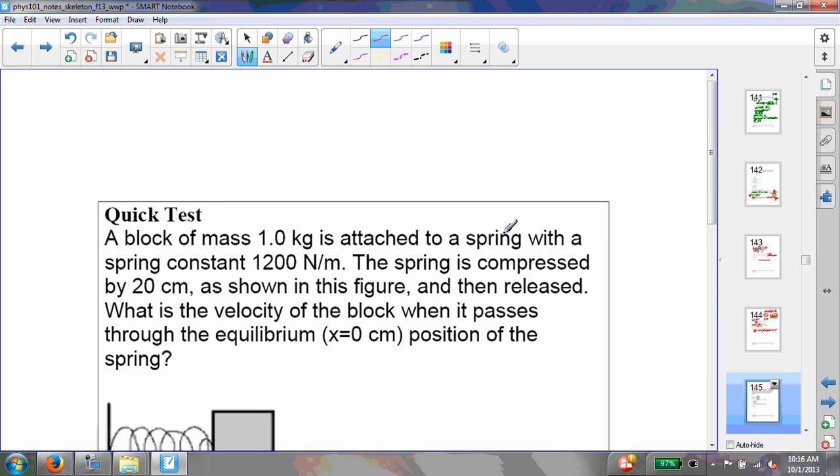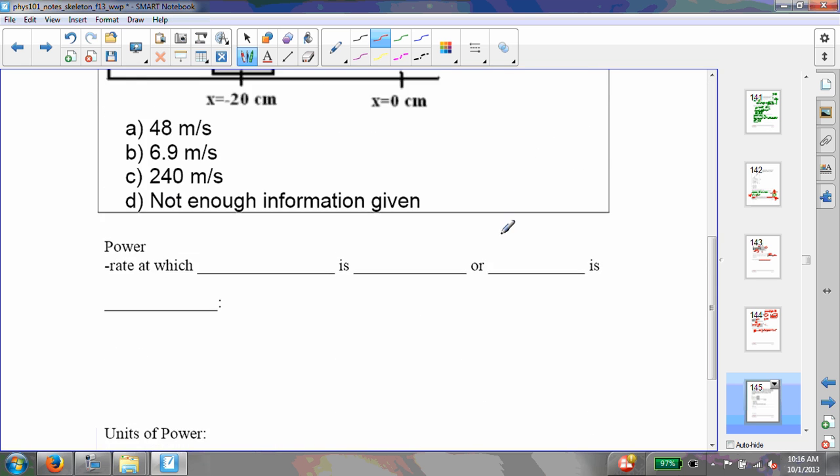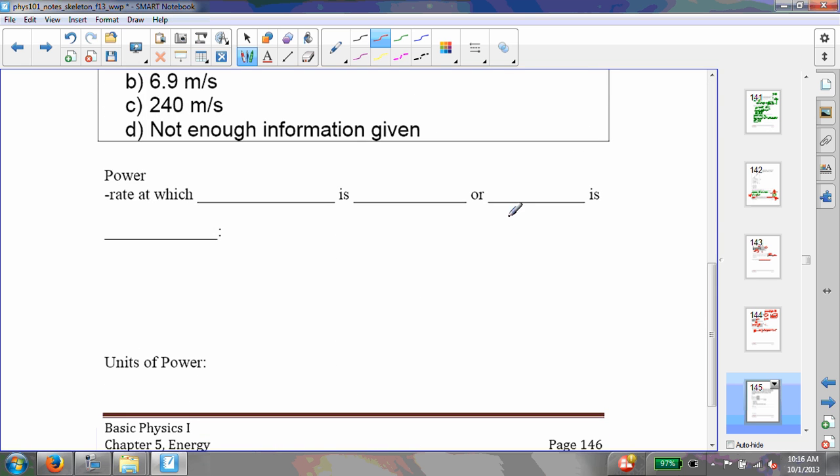All right, there's a quick test. You can try that out. There are also several homework questions and also some old test questions. Now, just one last thing, which is power. Power is the rate at which energy is transferred or work is done.